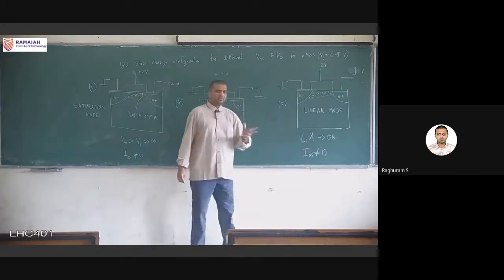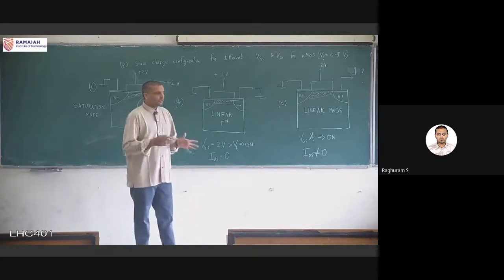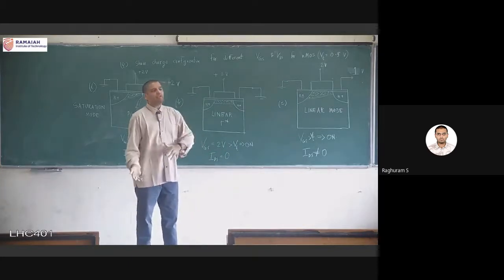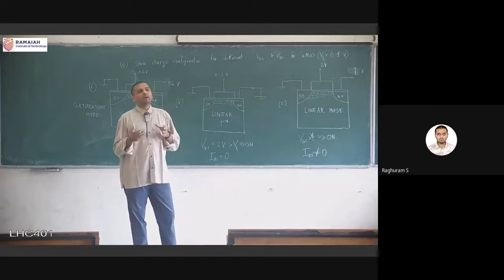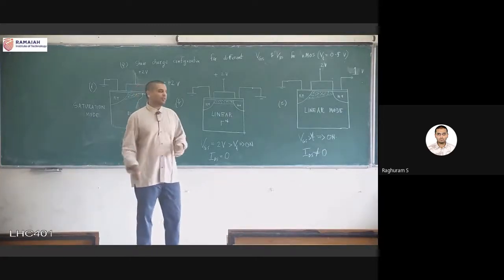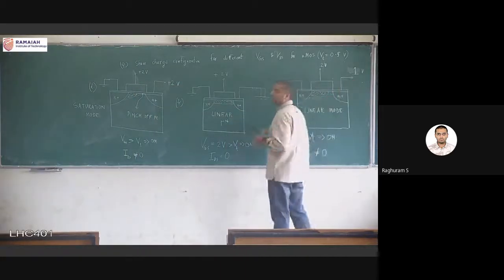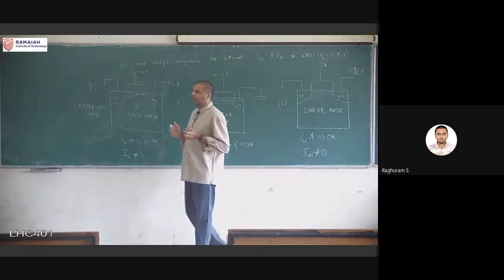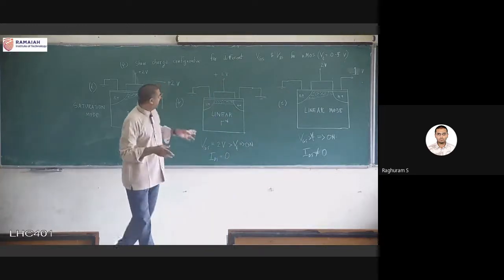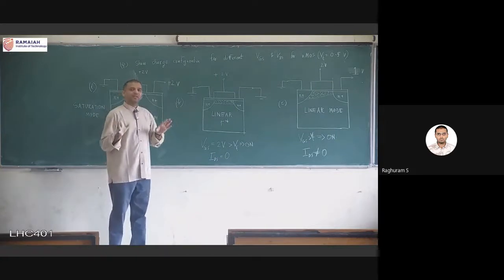VGS is definitely greater than VT, that is a given. Otherwise, it is not going to be on. So that is not the condition. What other condition can I come up with where the transistor is either in linear or in saturation? For that, we have to bring in the drain voltage. If it is the lowest, that is, at 0 volts, VDS equals 0.